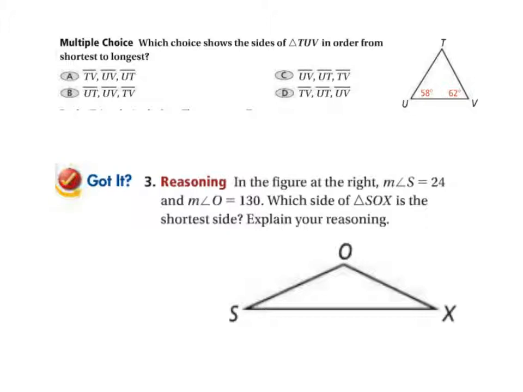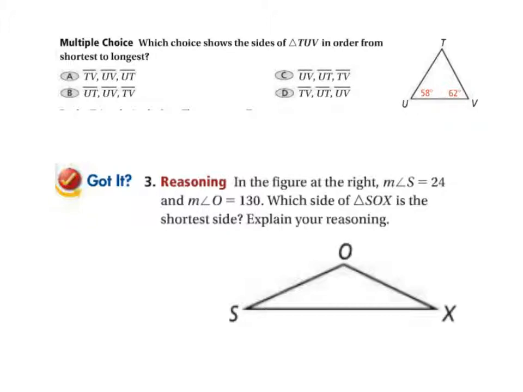So let's look at how we might use that. If I'm looking at this triangle here, I have two angles given to me, and I'm supposed to put the sides in order from shortest to longest. It's multiple choice, and they're giving me options here. Well, if I look at the angles, this one's 62. That's bigger than 58, so I know that TU has to be longer than TV. But what about this UV?